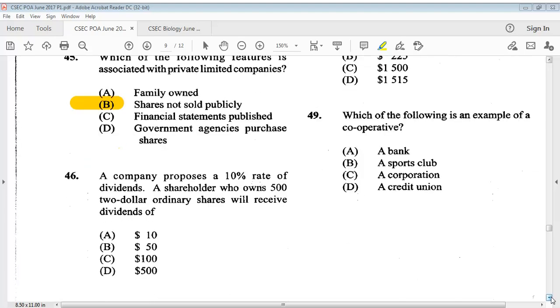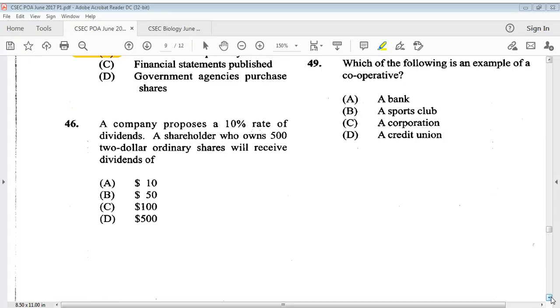46 says, a company proposes a 10% rate of dividends. A shareholder who owns 500 $2 ordinary shares will receive dividends of, so 500 times $2, that's $1,000. And then we find 10% of that. 10% of $1,000 is $100. So the answer is C.